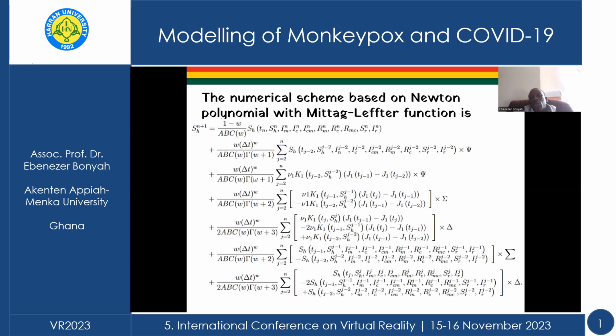Then, based on that, I try to use the Newton polynomial, which is constructed in the perspective of the Mittag-Leffler function. In other words, the Newton polynomial numerical scheme has been coded and embedded in the Mittag-Leffler function, which people call the Atangana-Baleanu operator in the capital sense. So each of the compartments were coded. The numerical scheme were written for it.